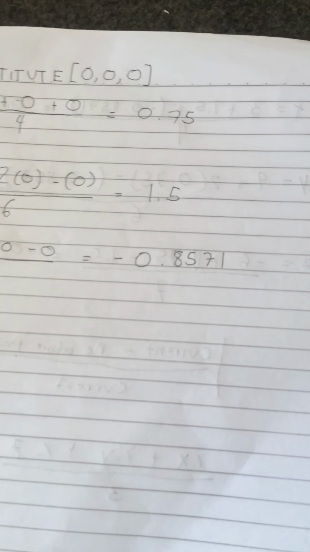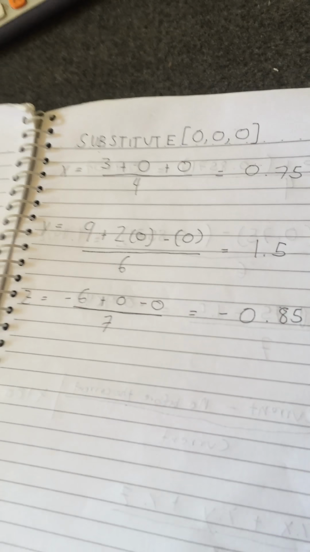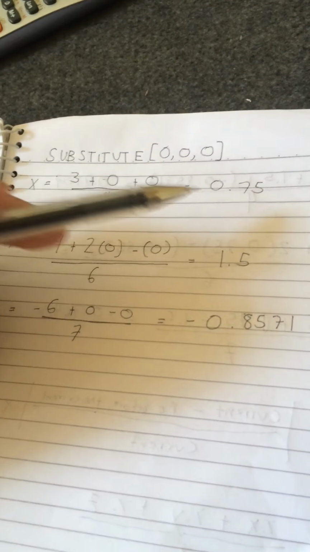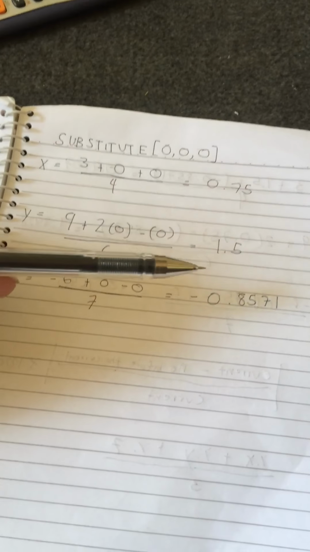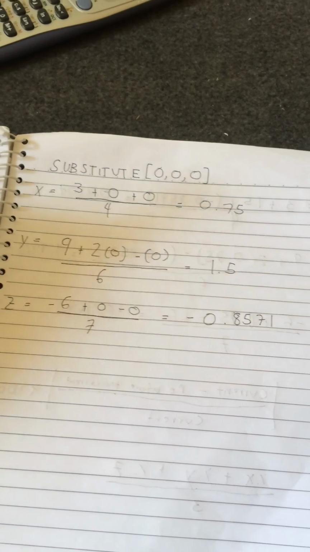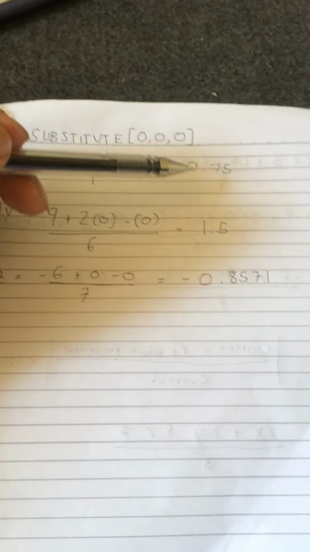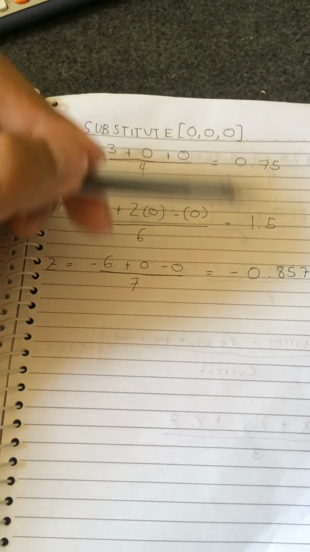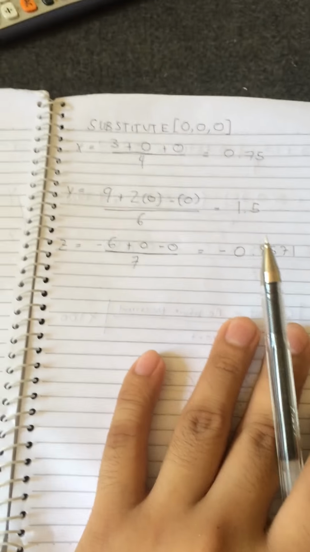So there you have it. These are the new values. 0.75 is the new value of x, 1.5 is the new value of y, and negative 0.8571 is the new value of z. The next thing we're gonna do is substitute these values again on the indicated system, which is this system.